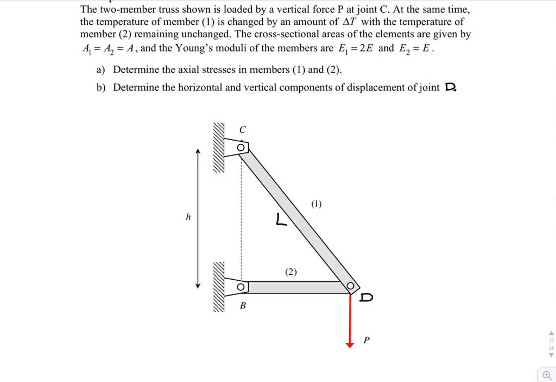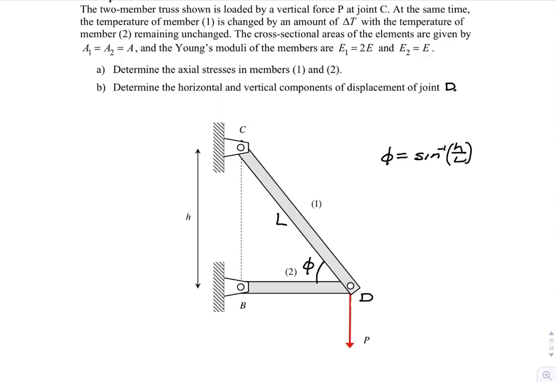And what are the horizontal and vertical components of the displacement of joint D? Let's do a little bit of trig first. If the length of member 1 is L and the vertical height between C and B is H, then we could define this angle phi, where phi is equal to the inverse, not tan, but the inverse sine of H over L. So that is our phi.